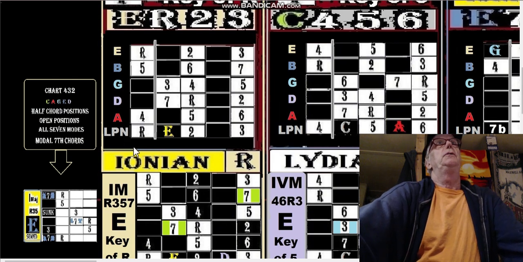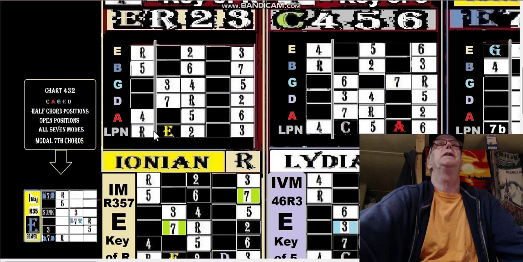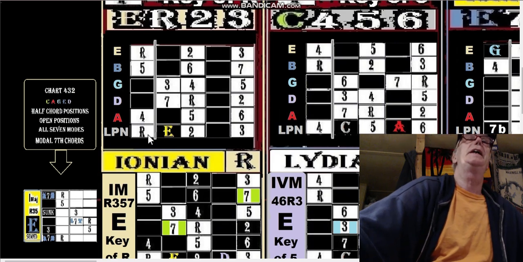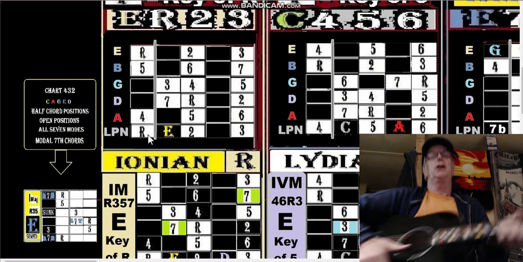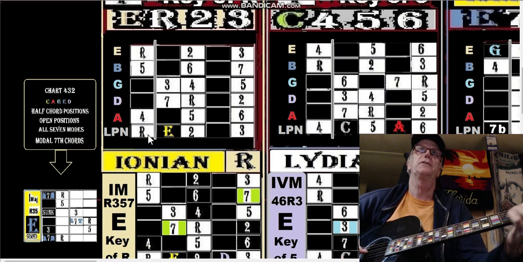Lowest playable note string. The string here is the low E string. Here's the A string. Here's the D string, the G, the B, and the E string. Here is the scale. It's a cutout scale. Root 2, 3, 4, 5, 6, 7, root 2.